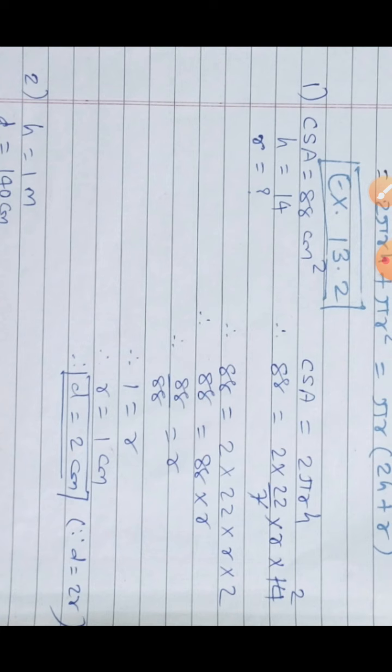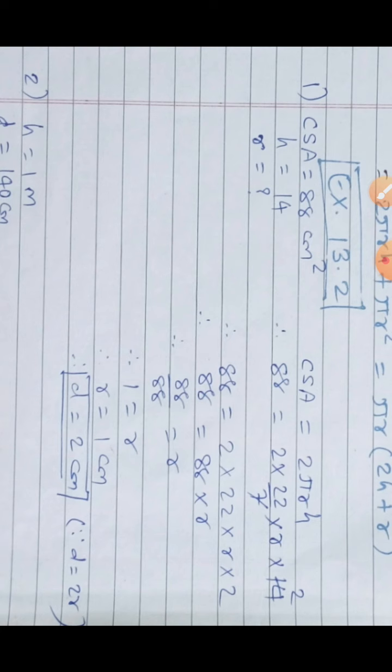Then 2 into 22 into 2 at the right side gives 88 into r. So the next step becomes 88 equal to 88 into r. So 88 is shifted toward the left-hand side, means this is simplification. You know it well.